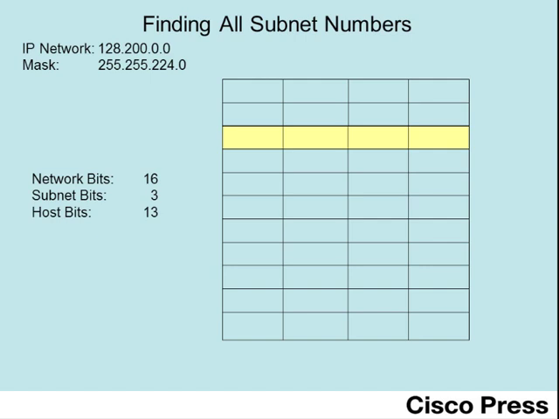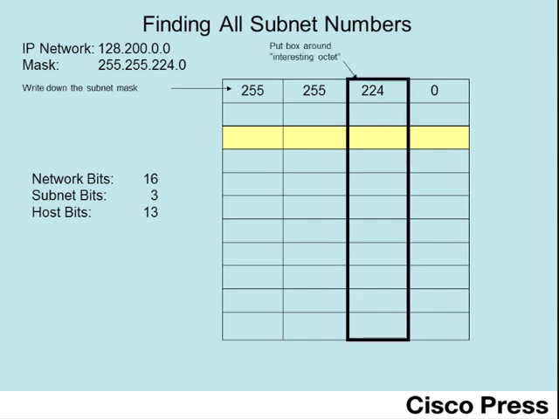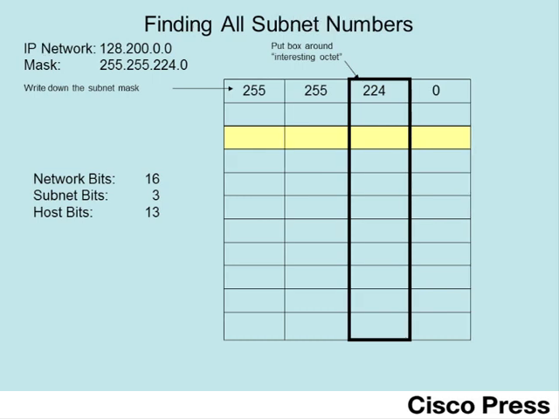Then we want to mark the interesting octet. So we write down the mask in the top row, and we notice that the third octet has a value that's neither 255 nor 0. So we'll go ahead and put a nice dark rectangle around that third octet as a reminder of where all the interesting work is going to happen. For the last bit of preparatory work, we want to calculate the magic number. Now the magic number is calculated with 256 minus the mask's value in that interesting octet. So in this case it's 256 minus 224, or 32.